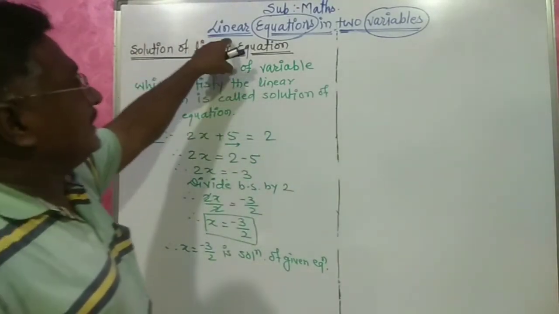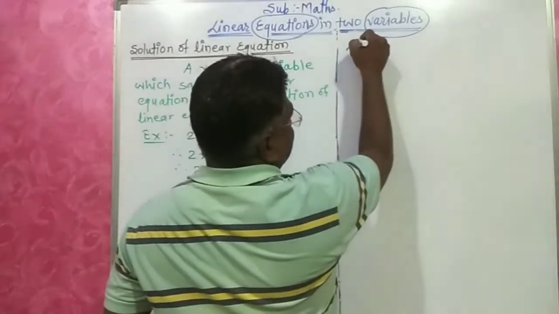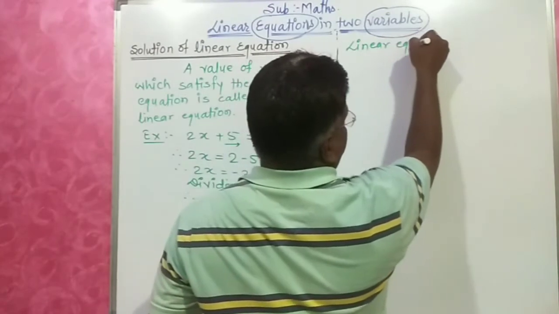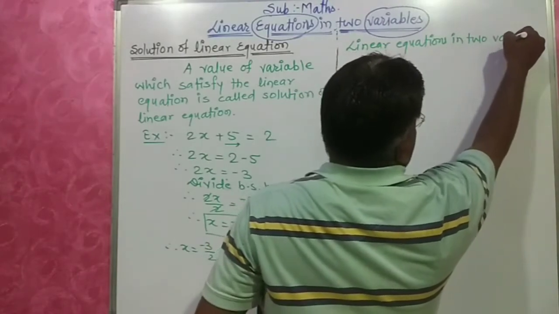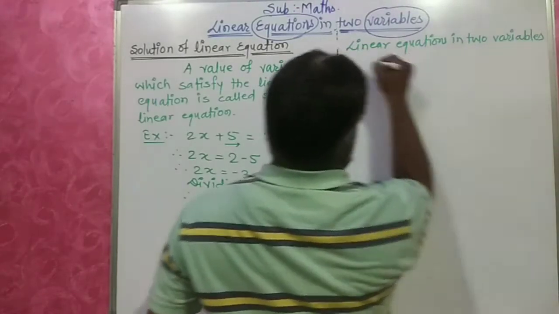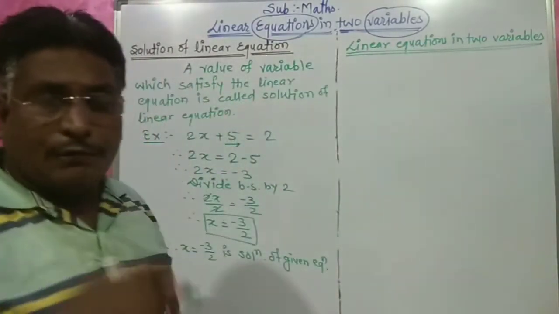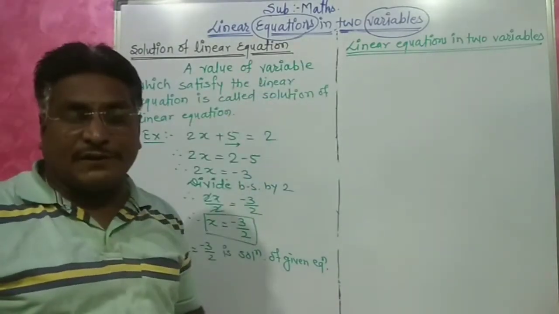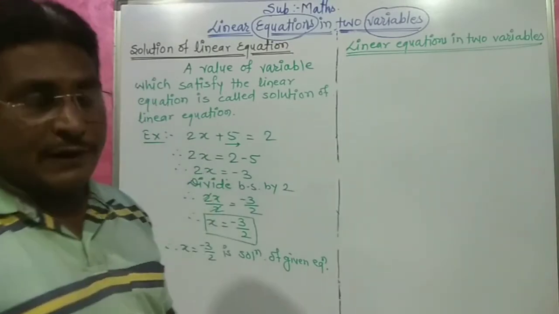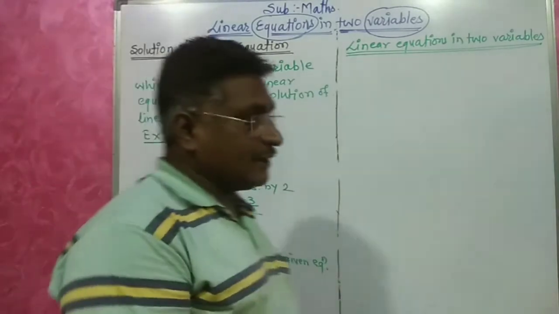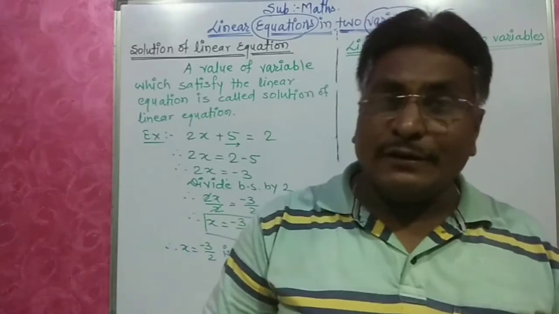Now we will go on to linear equation in two variables. So what is the meaning of linear equation in two variables? How did we write the definition of linear equation in one variable? Like that we can write the definition of linear equation in two variables. What we wrote: an equation involving one variable is called linear equation in one variable.